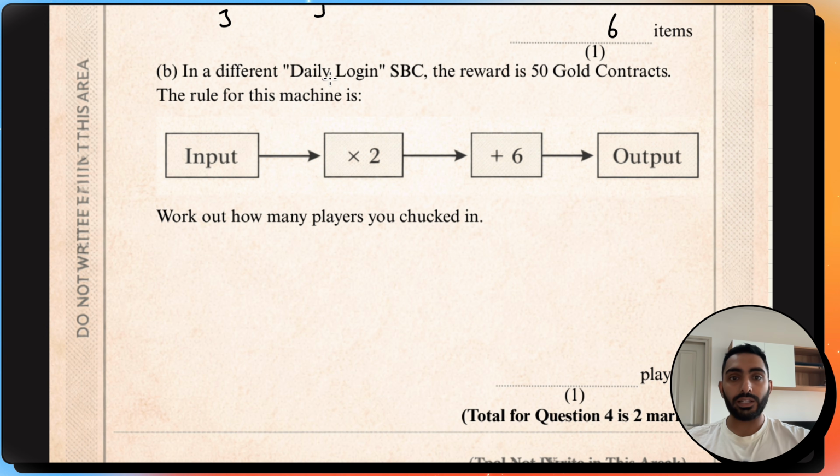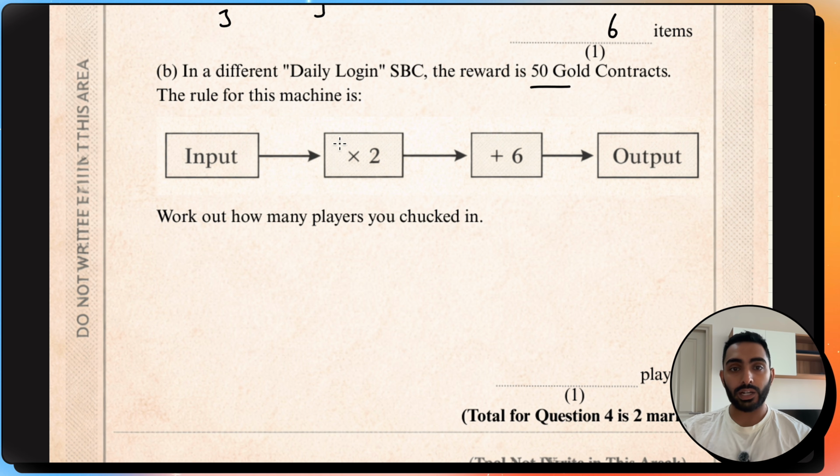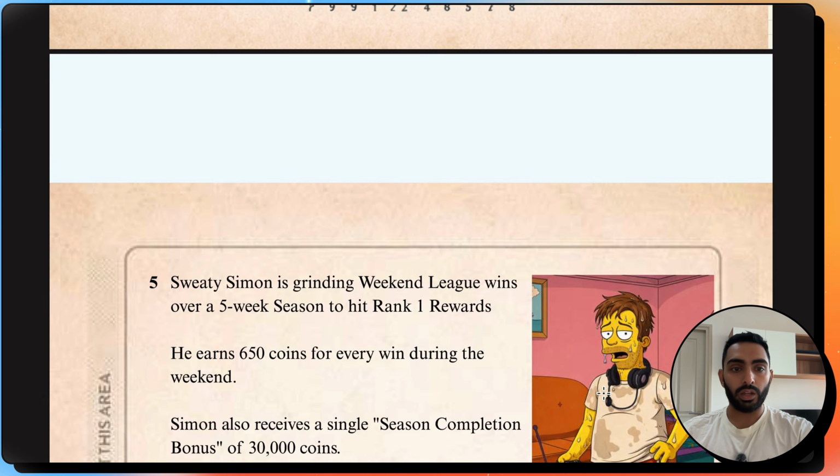Part B, in a different daily login SBC, the reward is 50 gold contracts. The rule for this machine is we're timesing by 2, and then we're adding 6, and then we're ending up with 50 gold contracts. Work out how many players you chucked in. Well, we end up with 50, and we need to do the opposite of adding 6, which is taking away 6, and the opposite of timesing by 2 would be divide by 2. 50 take away 6 would be 44. 44 divided by 2 would be 22. And if you did it the other way around, 22 times 2 plus 6 would give you 50. It would be 22.